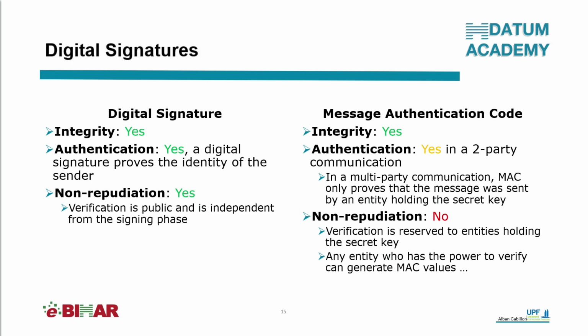Since the digital signature is publicly verifiable, it ensures a non-repudiation property. The MAC does not ensure this property because it is not publicly verifiable. Moreover, any entity that can verify the MAC is an entity holding the secret symmetric key, and as a result, this entity could forge MAC values.